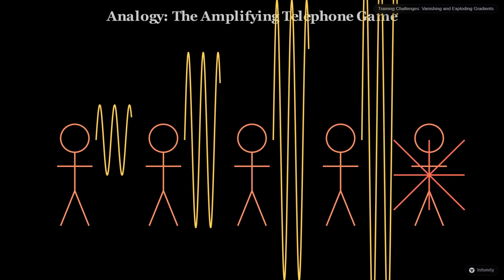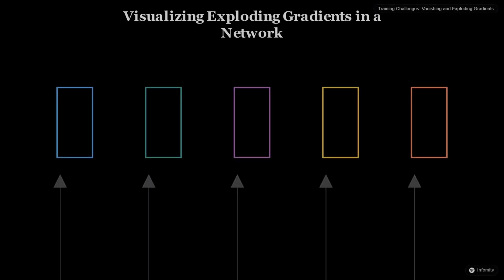In deep learning, exploding gradients are like this. The error signal amplifies with each layer it passes through, becoming so massive that it completely destabilizes the network, preventing any stable learning. Let's visualize this amplification within our deep neural network.